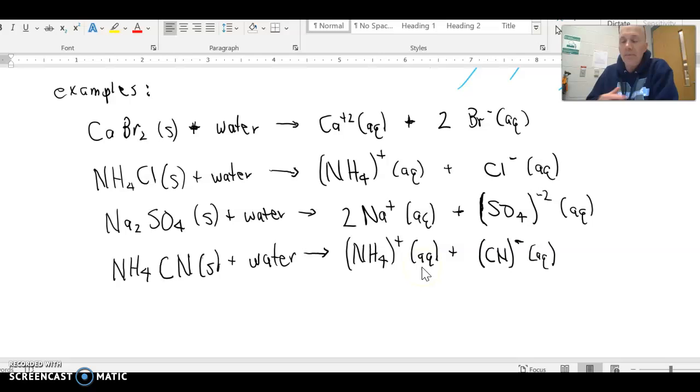So the key thing to remember about this is what happens when something dissolves in water. Remember, we're going to talk about solubility rules, because sometimes these ionic compounds don't dissolve in water. All of the examples that I showed here show cases where the particular ionic compound would dissolve. So the next thing that you're going to be watching is the solubility rules that describe how to predict whether or not it would dissolve.